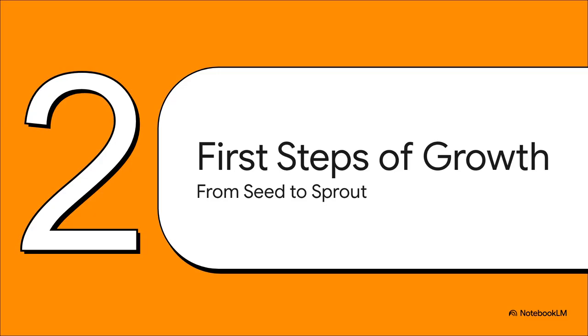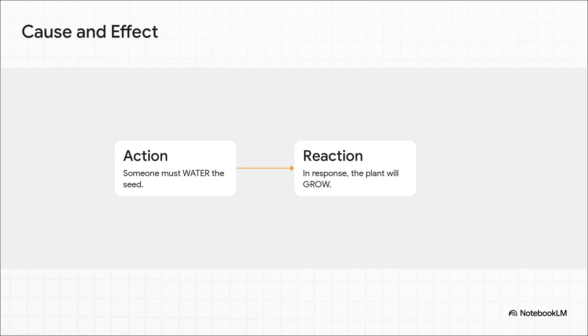But you know, a seed doesn't just magically turn into a pumpkin by itself. It needs a little push, right? A catalyst, some kind of action to get the ball rolling. And this is where the story really starts. And it all boils down to a super simple two-step process. First, there's an action. Someone or something has to water the seed. Then you get a reaction. The plant will grow. It's pure cause and effect, the engine that drives pretty much any story.